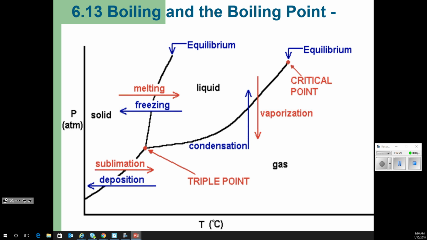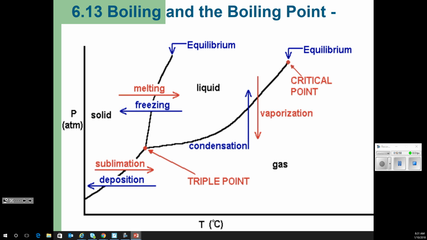When we get clear out here, this is the critical point. Past this point, all I have is gas. No matter what pressure I put on it, the temperature is so high, the molecules have so much energy, they can be nothing but gas. Okay? So that's the critical point. So you should be able to read the critical temperature coming down and the critical pressure coming across. The other point that's important is the triple point. So you need to know the temperature and pressure of it.